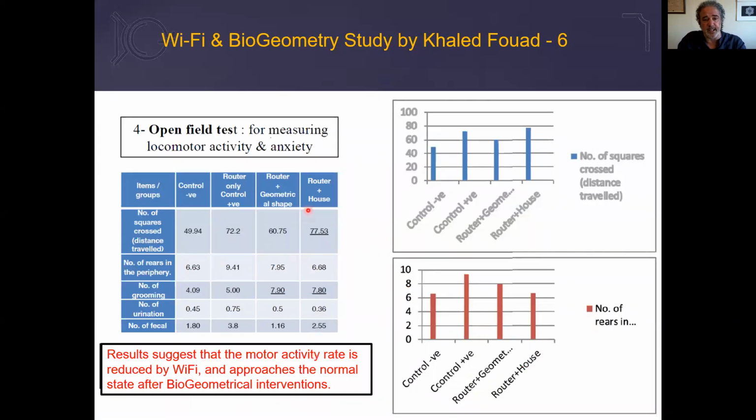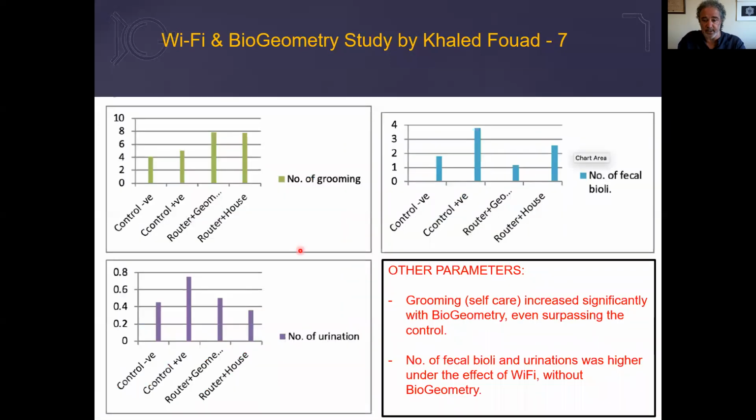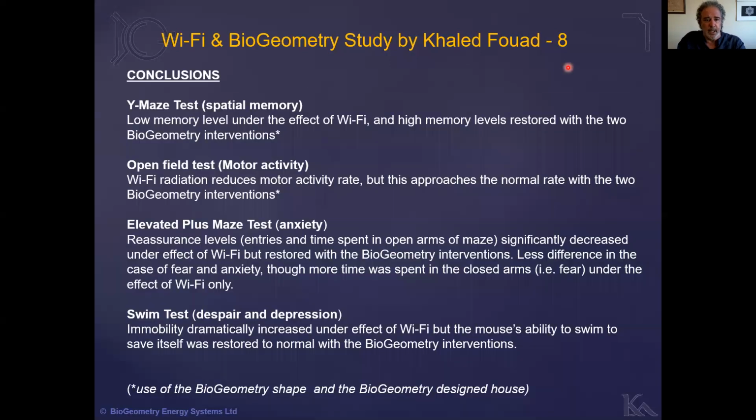And finally, the last test, the open field test, results suggest that the motor activity rate is reduced by Wi-Fi, but approaches the normal state after biogeometry interventions. Okay, so here you have more results, which I'm not going to go into here, and a synopsis of the results. But basically, it clearly showed not only the detrimental effect of Wi-Fi, but more importantly, that there is a solution, and that's biogeometry. It can help restore behavioral, physical parameters closer to normal, to how it would be without the Wi-Fi.